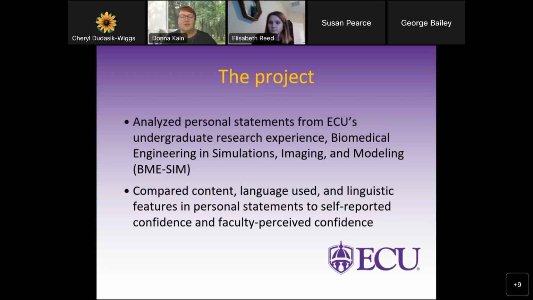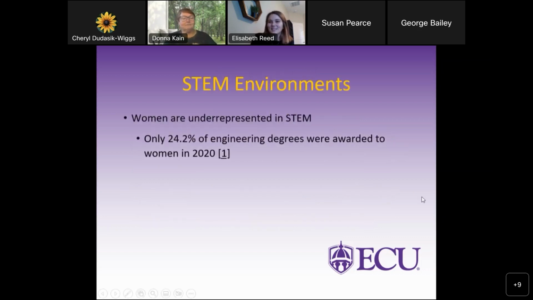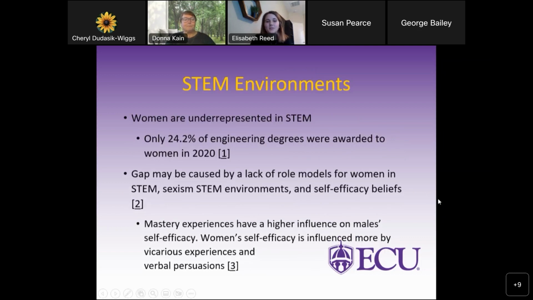We wanted to compare the content in personal statements that the students wrote to be accepted into the project, and then statements they wrote leaving the project. So we're looking at the language that they used, the linguistic features in personal statements, and the focus was really on confidence and what faculty perceived as confidence. Particularly, we were interested in women for a reason. So I do want to start by giving you guys some statistics on women in STEM.